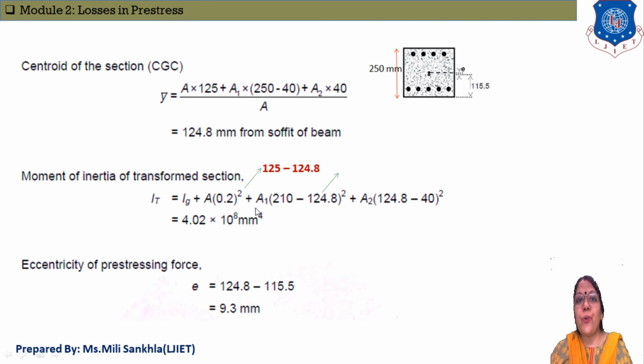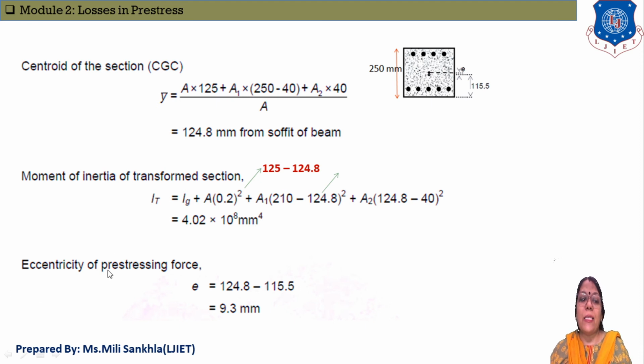Then A1 is equal to the top zone, 210, here we subtract 40, 250 minus 40, that is 210, and the y bar we found is 124.8. Same here for the second, A2, 124.8 from this, and minus the bottom, that is 40. Okay, and my final answer for the moment of inertia of this transfer section is equal to 4.02 into 10 raised to 8 mm raised to 4.